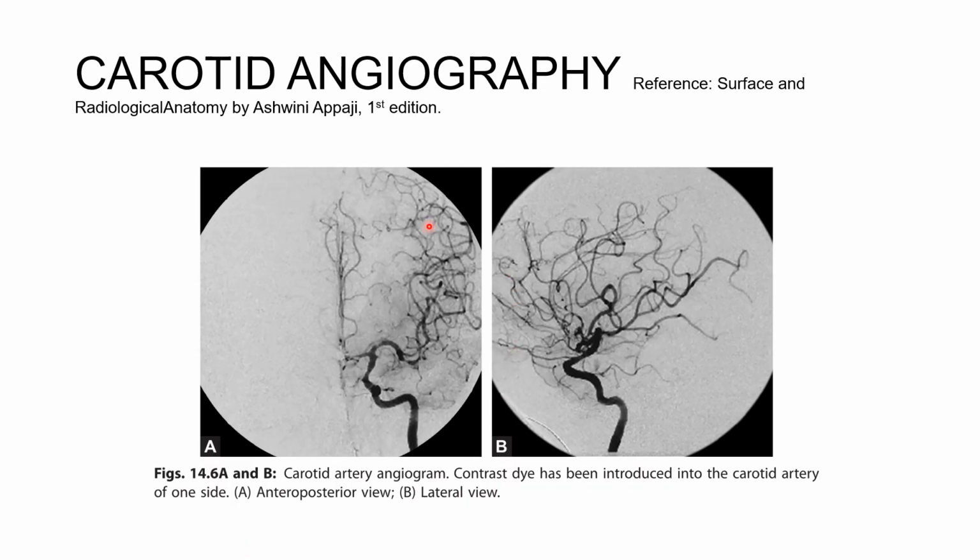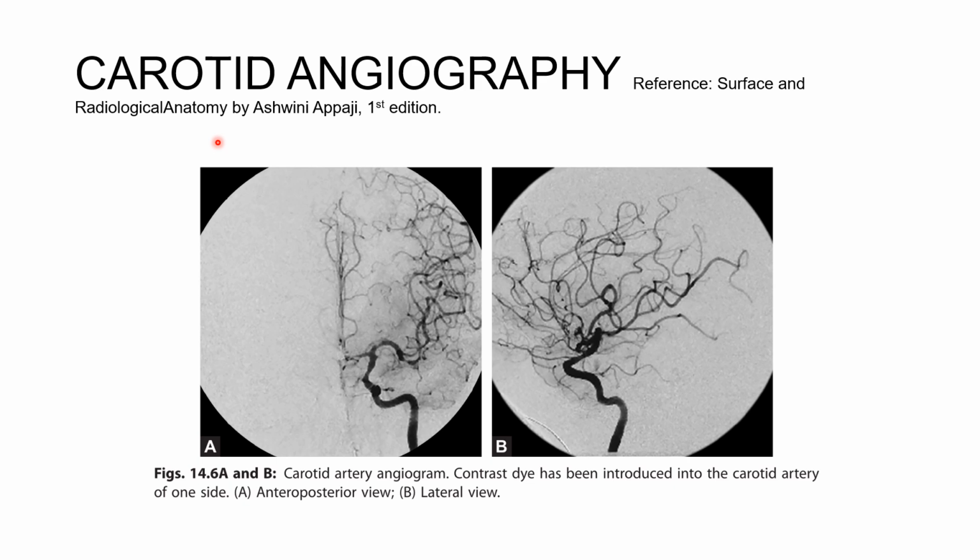Now we can inject with the help of a catheter. Sometimes we can use the radial artery or femoral artery, and we can inject a contrast material, then it goes to the internal carotid artery. Then we take the X-rays. So this procedure is called carotid angiography.